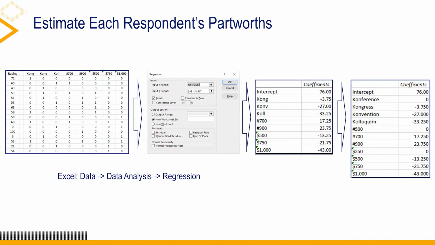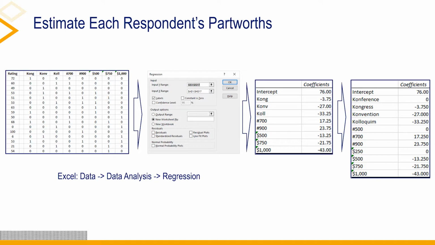The intercept is the total utility of the option left out, i.e. brand name is Conference, 500 capacity, price is $250. The coefficients are deviations to the total utility of the left out option. The rightmost panel is the results. We've added rows showing zero values for the attribute levels of the option left out.